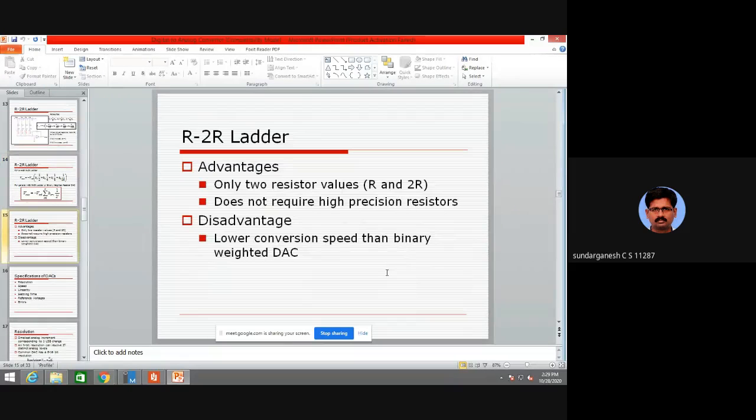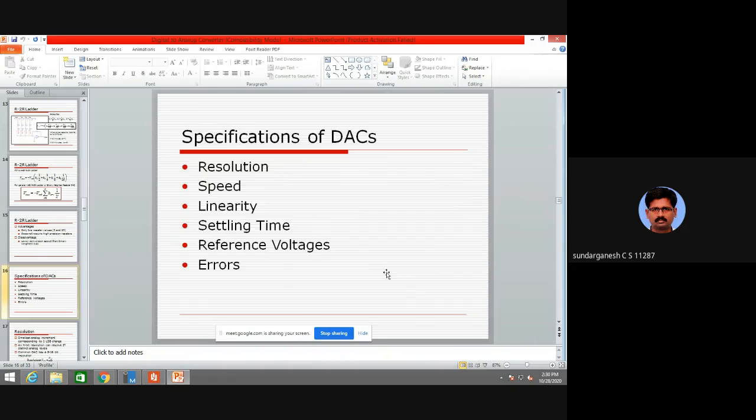The advantage is that only two resistance values are used, R and 2R. It does not require high precision resistors. High precision resistors are not needed in this case. The disadvantage is that it is very slow.